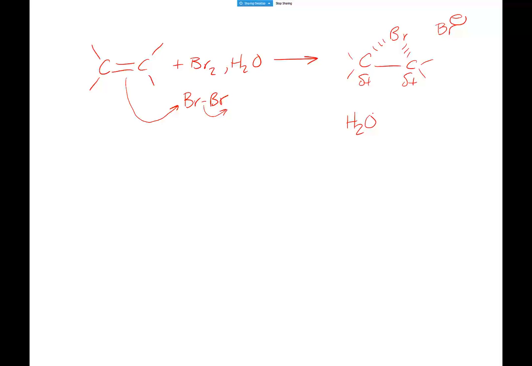But let's just say the water is sitting there. It's going to go ahead and add to the carbon. And then the pair of electrons is going to go to the bromine. So on the carbon on the right, I added my water molecule. And remember, I added my whole water molecule to this.